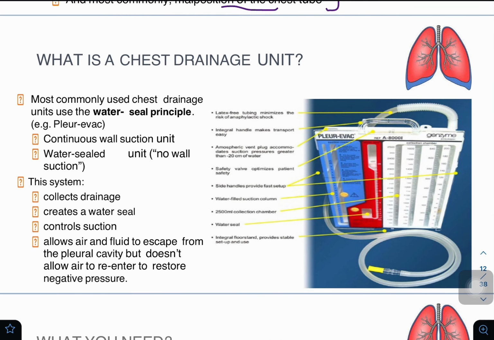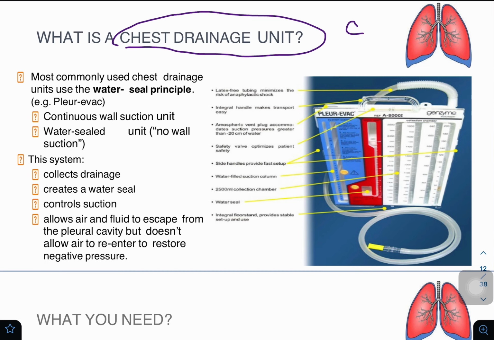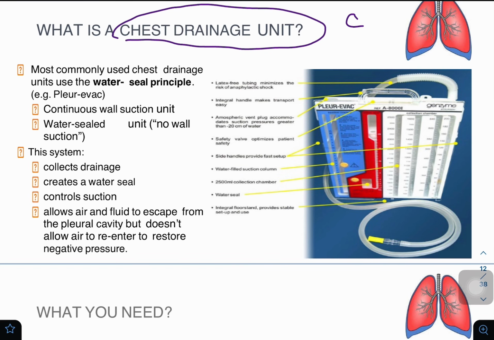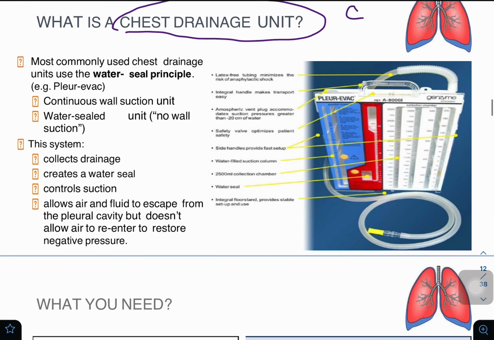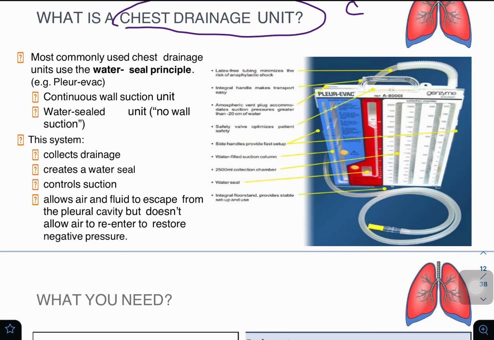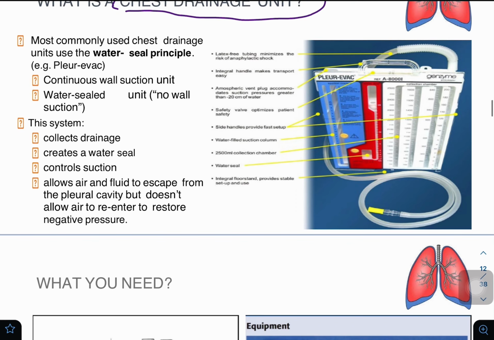What is the chest drain unit? I think we all have seen this unit. It's also known as a pleurovac. The most commonly used chest drainage follows the water seal principle: continuous wall suction water seal unit, or no wall suction. This system basically collects the drainage, creates a water seal, and controls suction, and allows air and fluid to escape from the pleural cavity but doesn't allow air to re-enter, to restore a negative pressure.